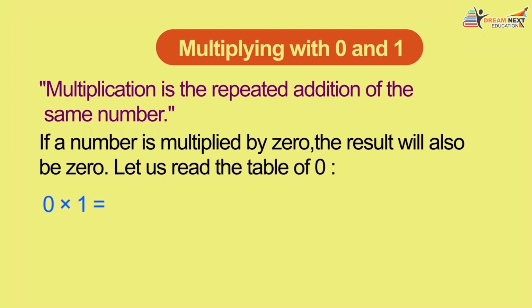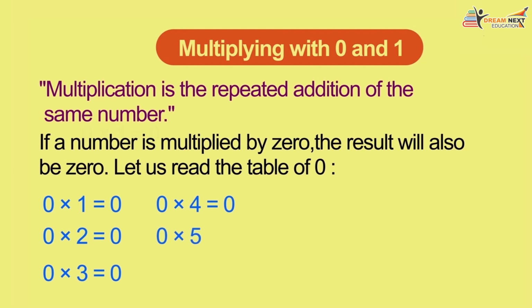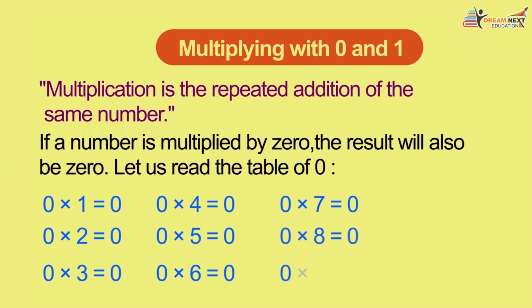0 ones are 0. 0 twos are 0. 0 threes are 0. 0 fours are 0. 0 fives are 0. 0 sixes are 0. 0 sevens are 0. 0 eights are 0. 0 nines are 0. 0 tens are 0.